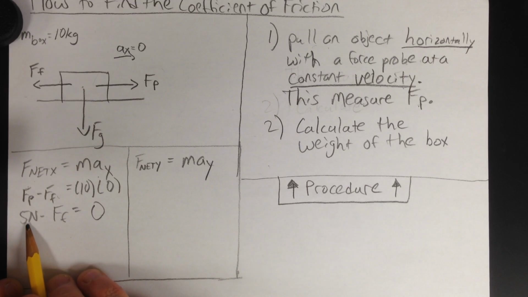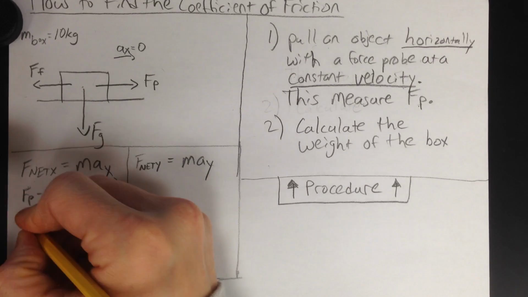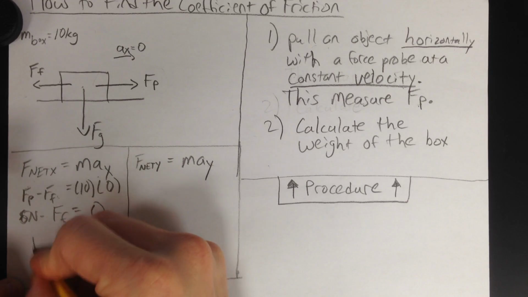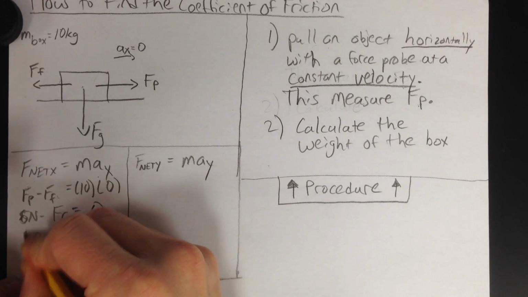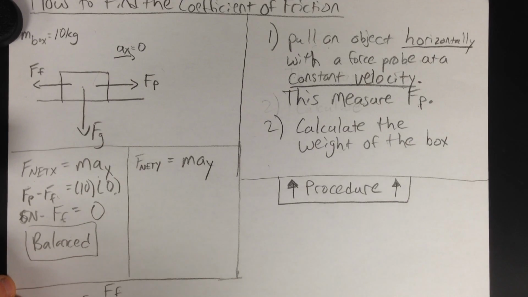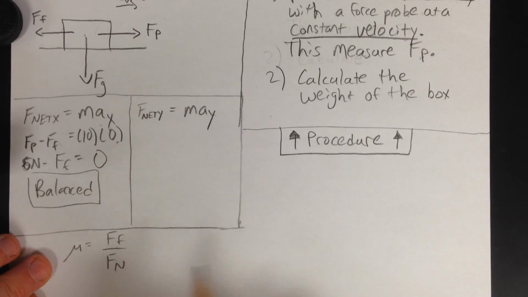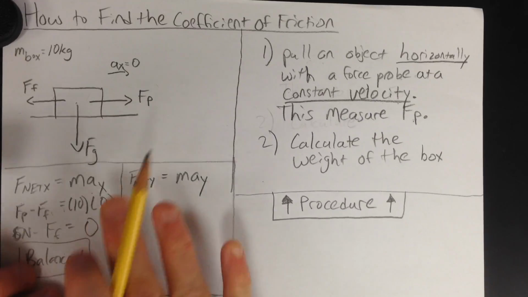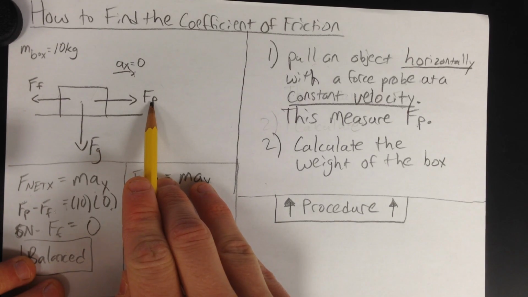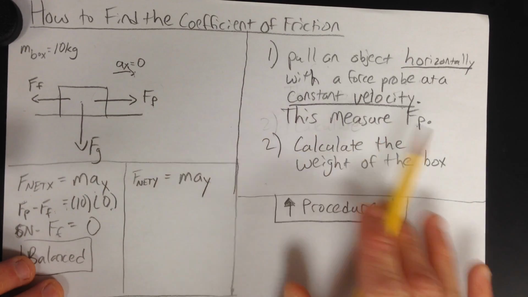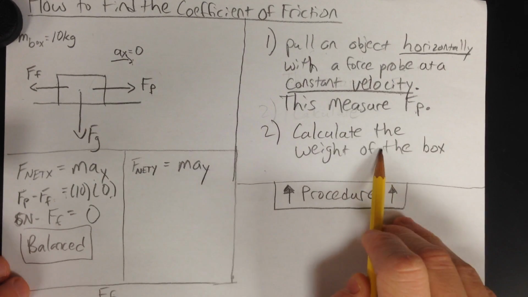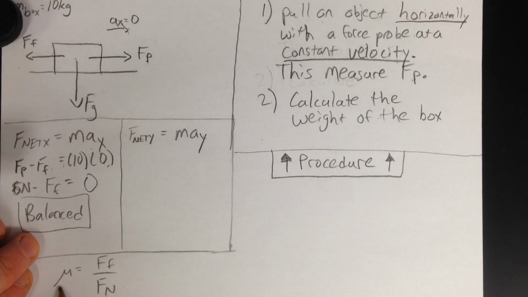If we pulled with 6 newtons, then our force of friction would be 6 newtons, because whatever it is, they have to be balanced. They have to sum to 0, because there's no acceleration when you pull at a constant velocity in the x direction. So the way to find the force of friction in this equation is that when you pull at a constant speed, friction is equal to your pull. They're balanced.